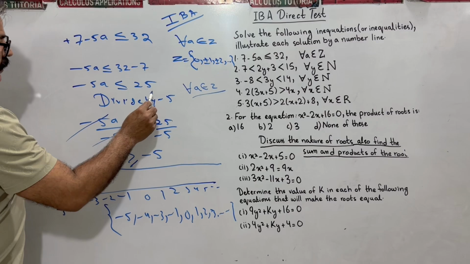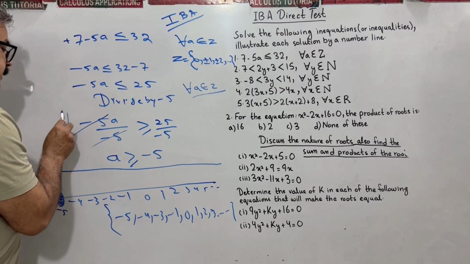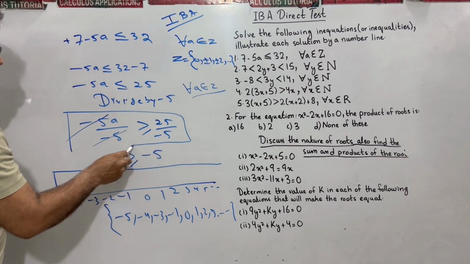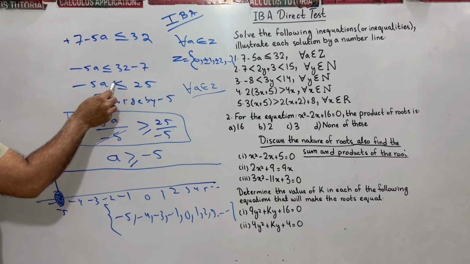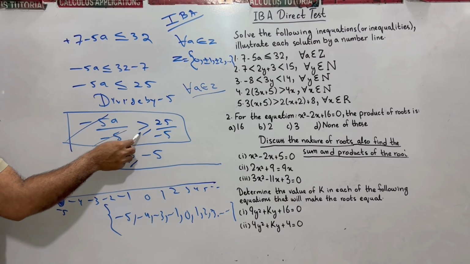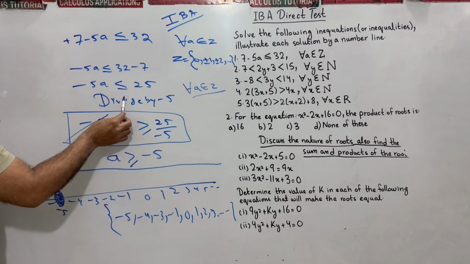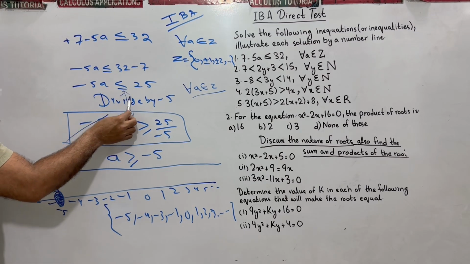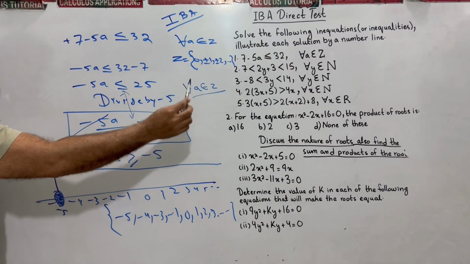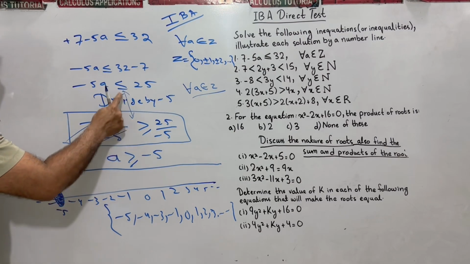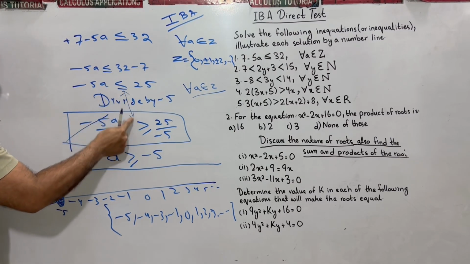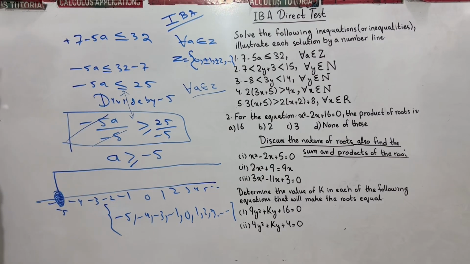Point to be noted: whenever we divide or multiply by anything negative, we have to change the sense. Look at this. Less than or equal to becomes greater than or equal to. Less than to greater than to less than.